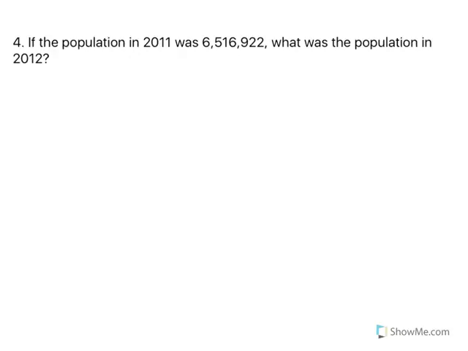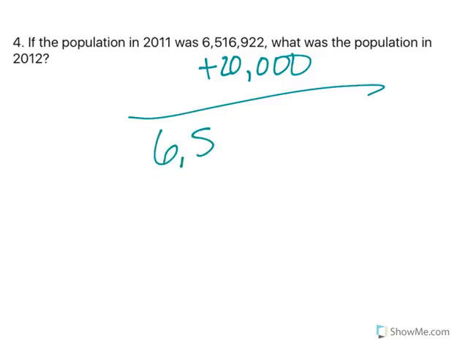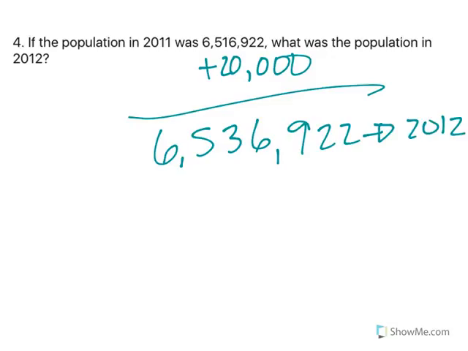Now, if the population in 2011 was 6,516,922, what was the population in 2012? Well, recall that we just said there was a 20,000, and it was positive, so there was an increase. So from 2011, if I add 20,000, 6,536,922, this is approximately 2012. So, yeah, there you go.